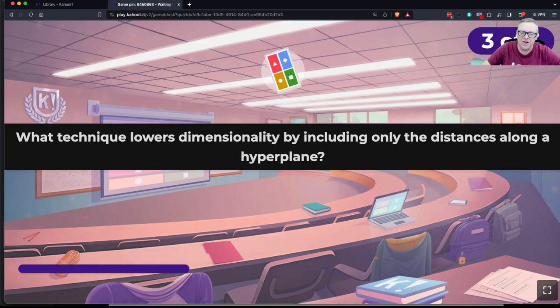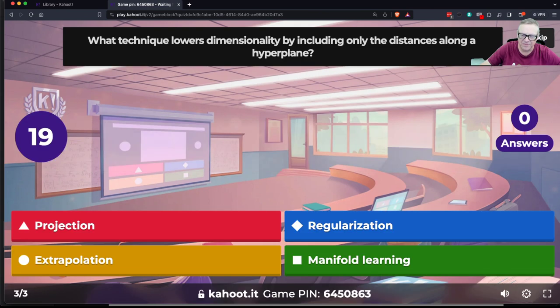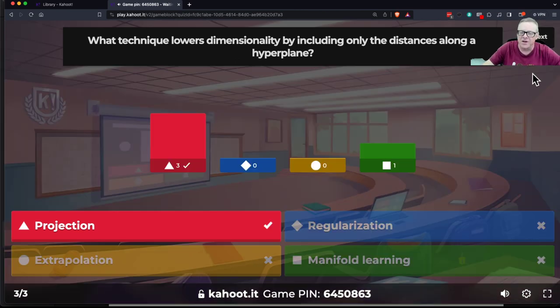All right, what technique lowers dimensionality by including only the distance along a hyperplane? That's projection. Good. All right.